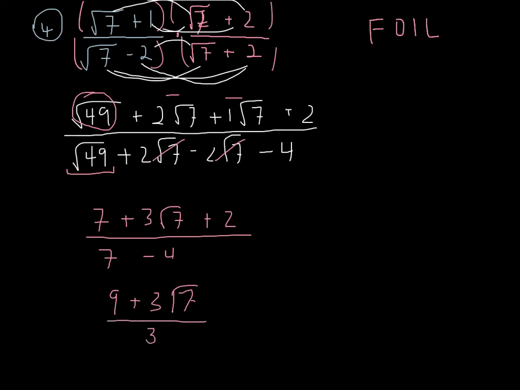What should we always look for when we think we're done? Greatest common factor, and that is 3. So let's divide every term by 3. 9 divided by 3 is 3. 3 divided by 3 is 1. 3 divided by 3 is 1. So our final answer is not what you expect. It's 3 plus 1 square root of 7, and we are done.